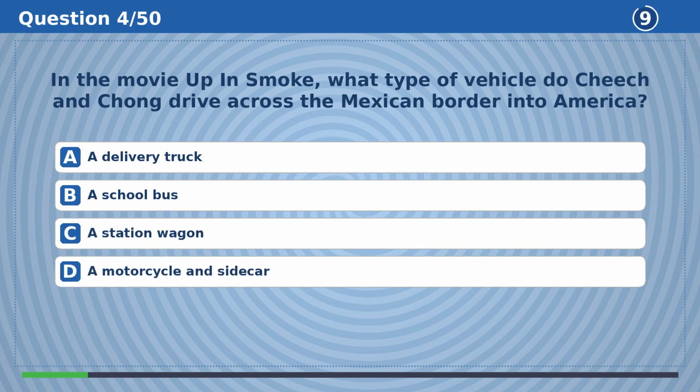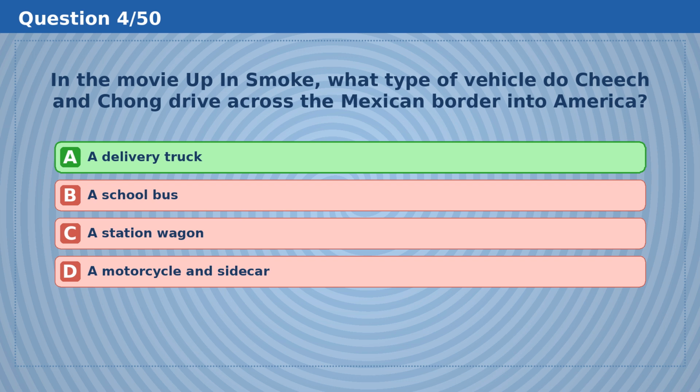In the movie Up in Smoke, what type of vehicle do Cheech and Chong drive across the Mexican border into America? The answer is A, a delivery truck.